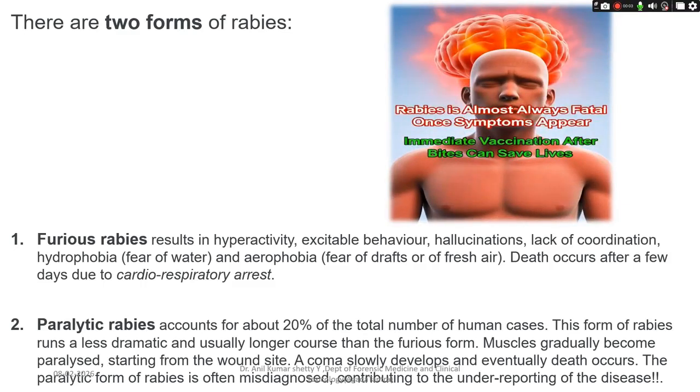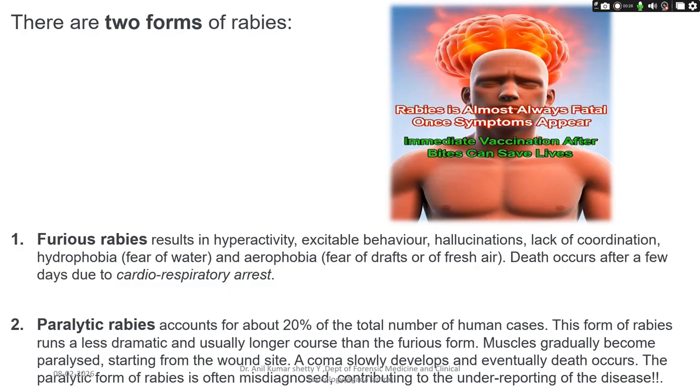Rabies: there are two forms of rabies. One is furious rabies and another one is paralytic rabies. Furious rabies accounts for 80% of occurrences. The common symptoms you are going to see in case of furious rabies are hyperactivity, excitable behavior, hallucinations, lack of coordination, and hydrophobia and aerophobia. Death occurs after a few days due to cardiorespiratory arrest.